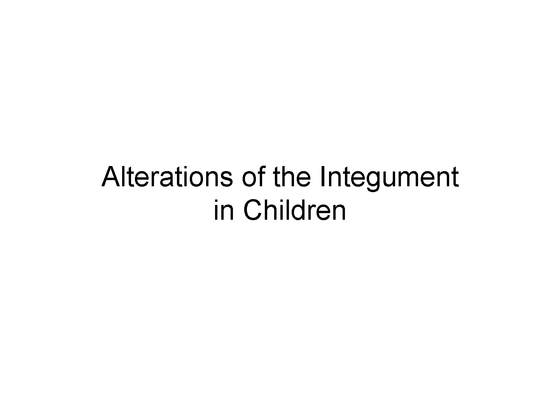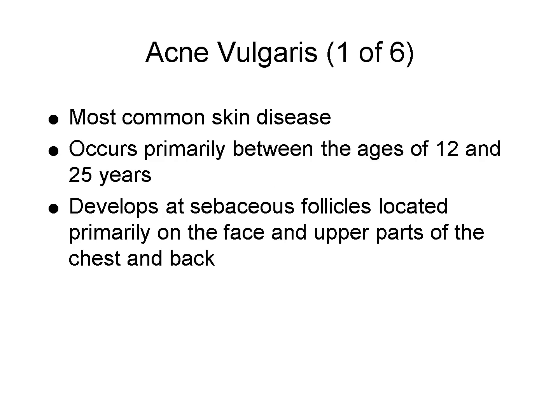Alterations of the integument in children. Acne vulgaris is the most common skin condition in adolescents and young adults, usually appearing between ages 12 and 25. It develops in sebaceous follicles found on the face, chest, and back. These areas have the highest concentration of oil glands. Early intervention helps prevent scarring and complications.